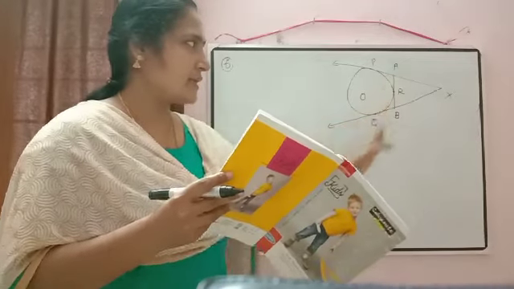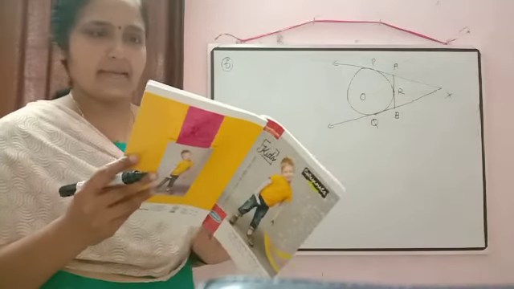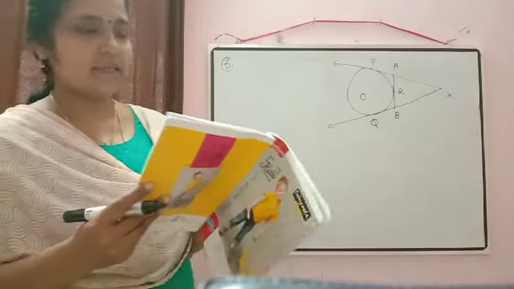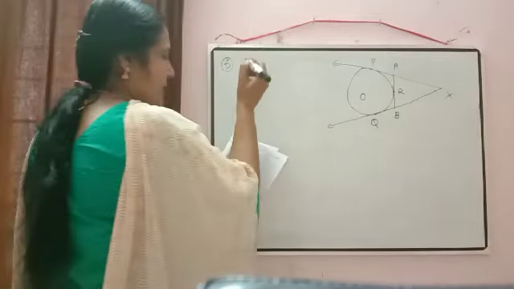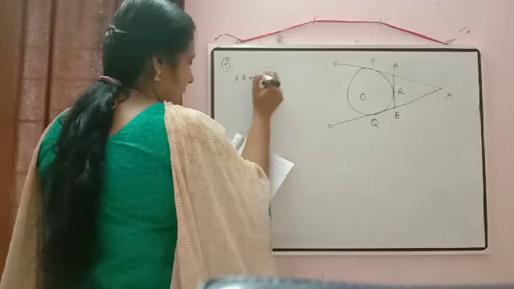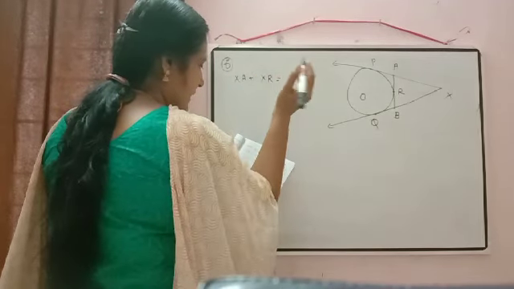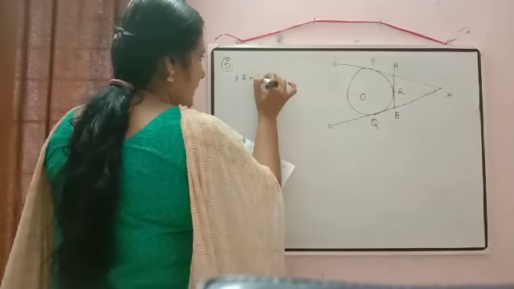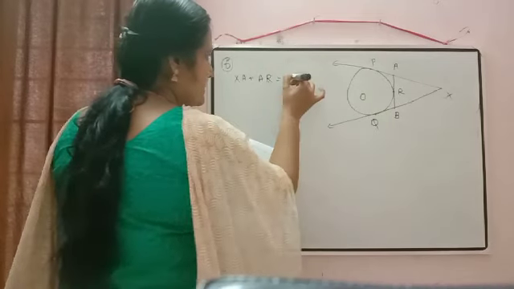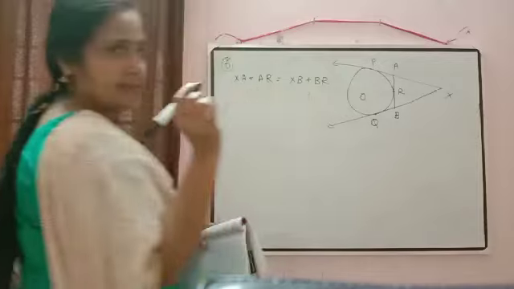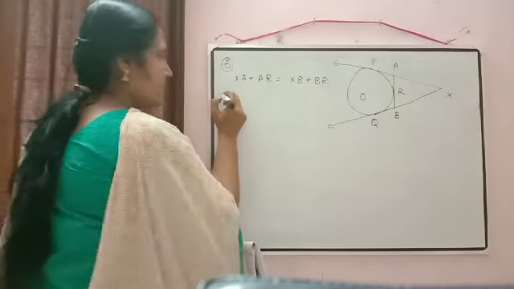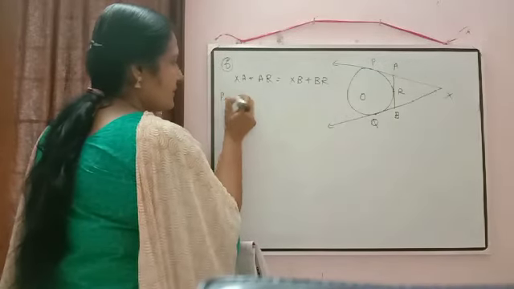Given XP, XQ and AB are the tangents, and what you have to prove is already given in the question. We have to prove here XA plus AR is equal to XB plus BR. Okay, so we'll start with the proof now.